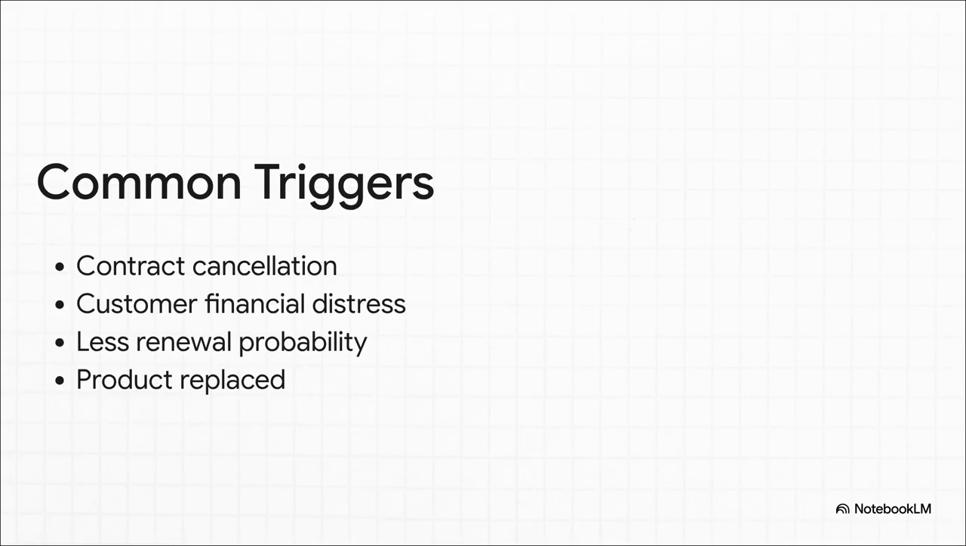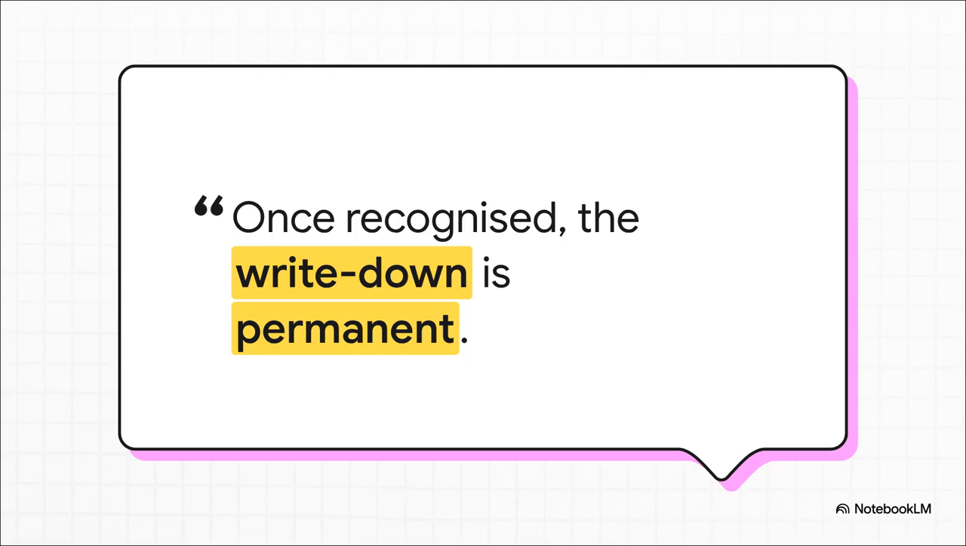And hey, remember earlier when we anchored a 6-year amortization period on the assumption that they'd renew? If that expected renewal probability suddenly tanks, that is a massive trigger demanding immediate testing. Finally, if the underlying technology or product gets replaced or becomes obsolete, the carrying value of those costs is probably in serious jeopardy. And this brings us to a pretty sobering reality of ASC 340-40.